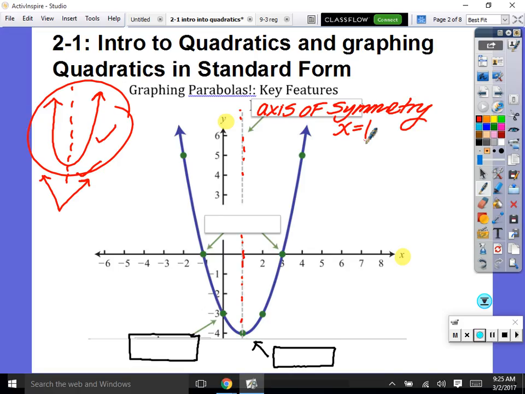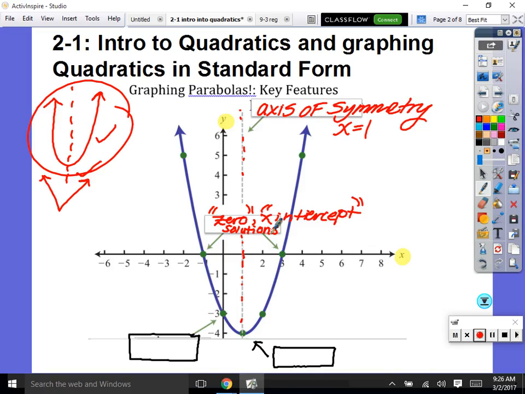Now where it crosses the x-axis are called our zeros or x-intercepts. Whatever you want to call them. You could see it called either zeros, x-intercepts, or when we solve the quadratic, what we're finding is where it crosses the x-axis. So they're also the solutions. Let's even add that in there. The solutions of our quadratic. They're called zeros, x-intercepts, or solutions.